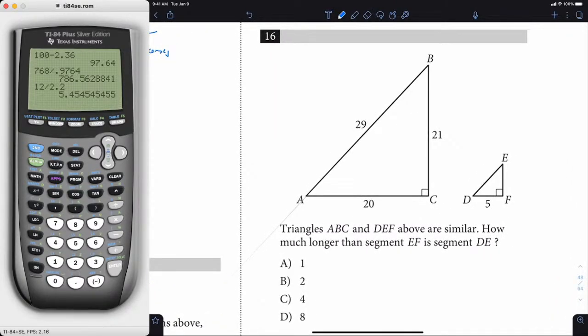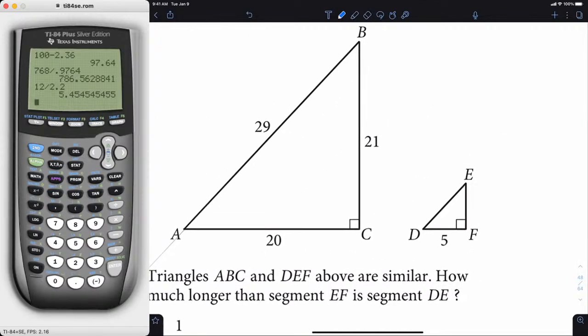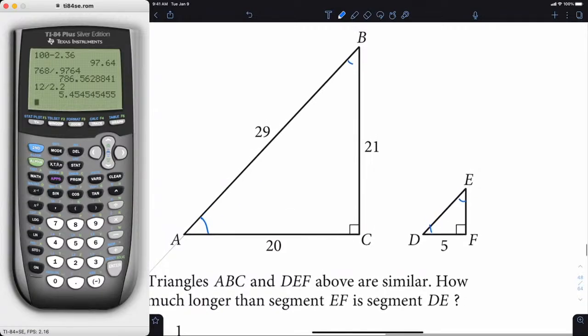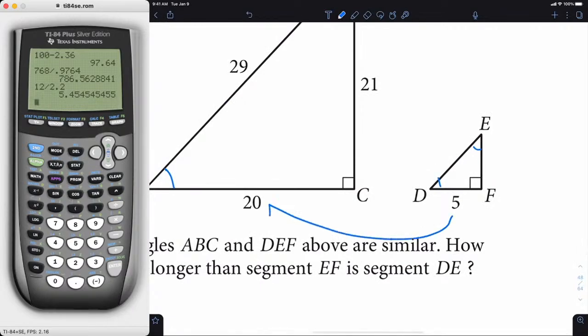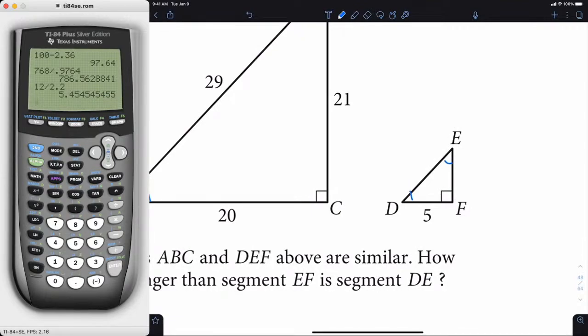Triangles A, B, C, and D, E, F above are similar. How much longer than line segment... Okay, remember, these triangles are similar, meaning they have all the same angles, and their sides are proportional. So what we can do is say, if this side is 4 times greater than this side, then that means that this side has to be 4 times less. And the same with this side, right? Because the sides are all proportional. So we need to divide this by 4, and that's going to be 5.25.